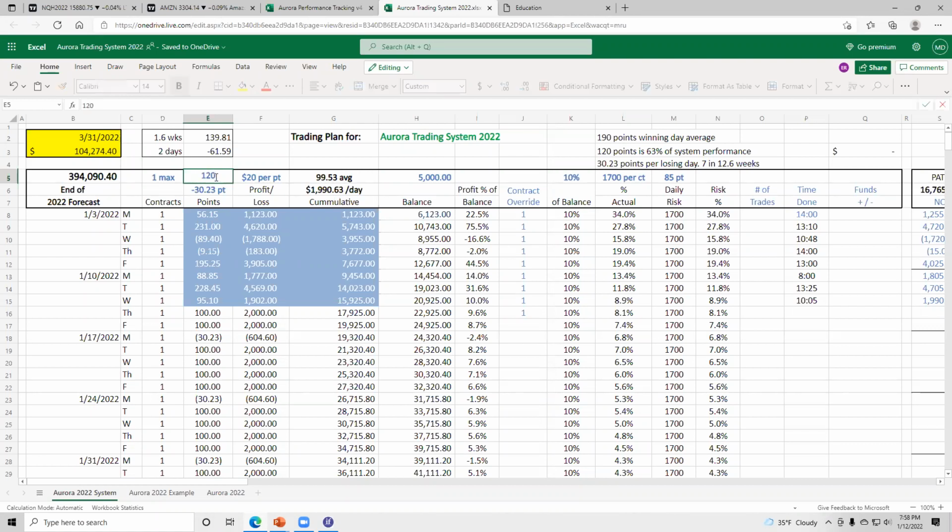So I'm going to reset this. I'm going to put it back to 120. I'm going to reset this. I'm going to put it back to 10. I want the bigger forecast right now because, frankly, if I fall short and I miss it by 50%, I'll be pretty happy at 2.1 million, having started with $5,000.